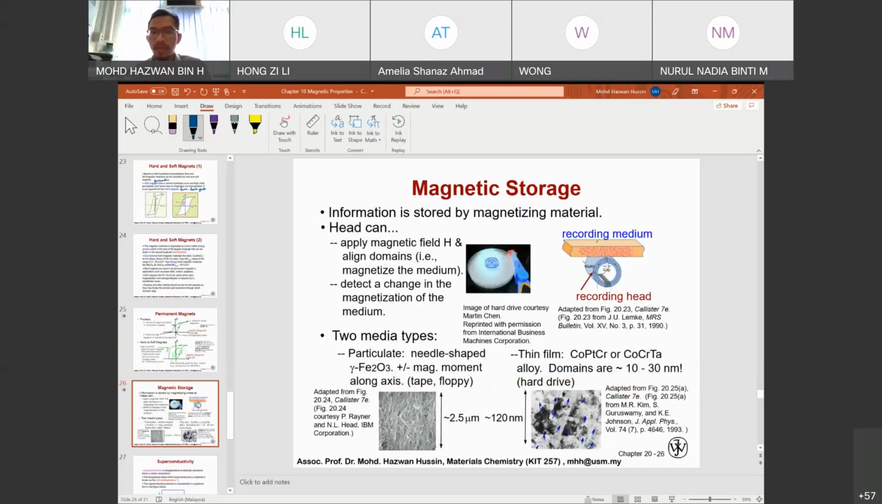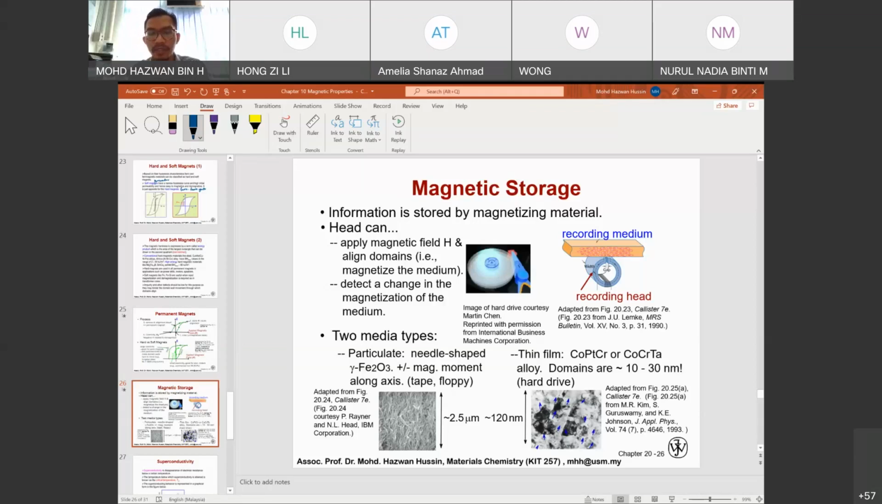For magnetic storage, this is an application of different types of magnets. Information can be stored in magnetic materials, for example a hard disk drive. It stores information through the dipole moments, with the applied magnetic field H and the alignment of domains. This is where the magnetization of the material is formed, and it can detect a small change in the magnetization of the medium. There are two types of media for magnetic storage: particulates and thin film.